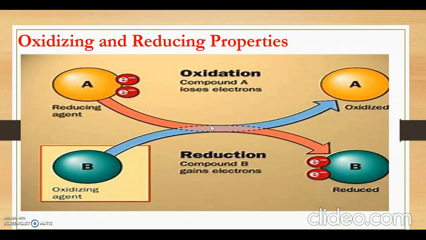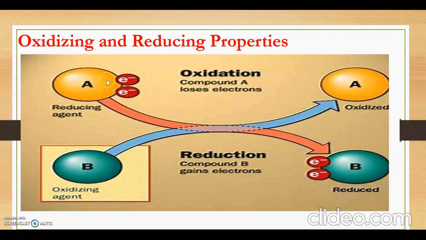The lower the ionization energy of an element, the greater the ease of its oxidation, and the stronger the reducing agent. Therefore, alkali metals having lower ionization energy values are stronger reducing agents. On the other hand, halogens with higher values of ionization energy are stronger oxidizing agents.